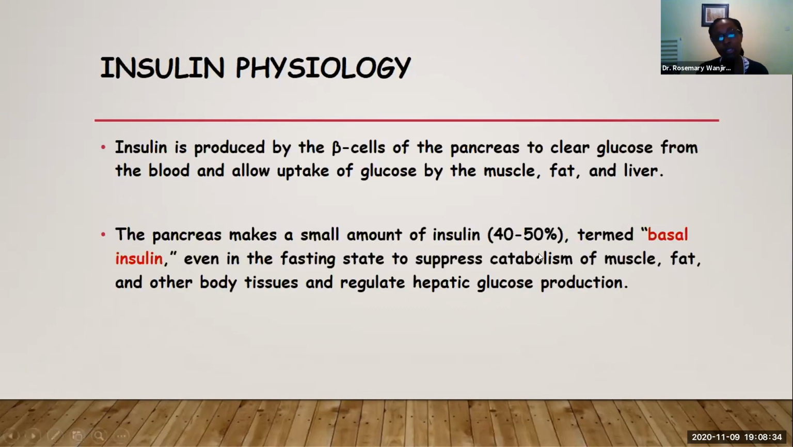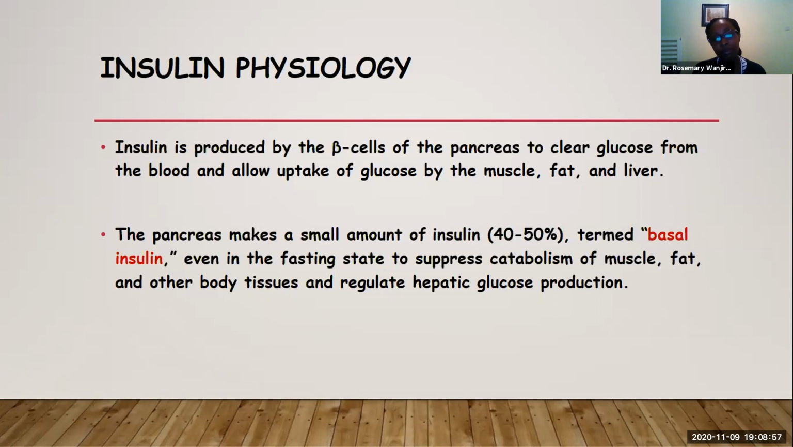And before we go to how we start the insulin, it is important to know our insulin physiology. And Dr. Mungai went through this very well. I'm not going to repeat much, but because the main topic is based on insulin and intensification, what we need to know is that the pancreas usually produces about 40 to 50% of the insulin as basal insulin.